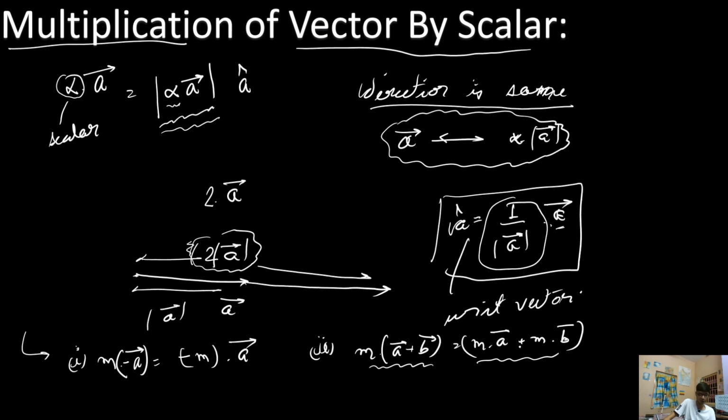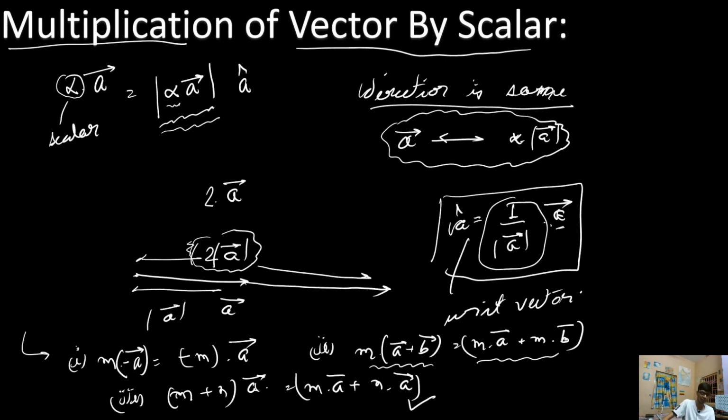Similarly, there is another property. If I have another scalar, so m plus n, multiplied to vector A, then this can be written as m times A plus n times A. I hope these results are handy, and you will remember these properties in detail. In the upcoming lectures we will see these concepts in more detail.